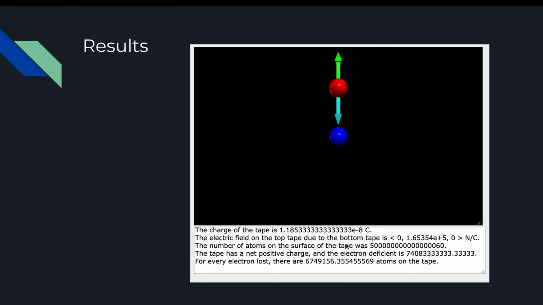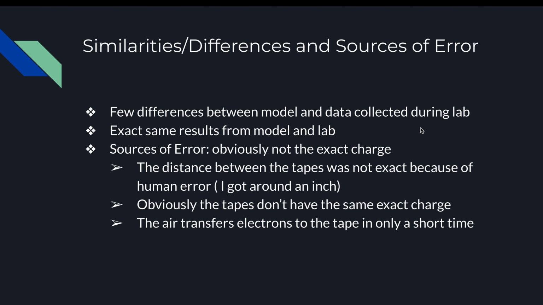And these were the results. So you can read through that. And then, similarities and differences. There were very few differences because this model was basically just calculations, not much coding really. And it was based on the data I collected during the lab.